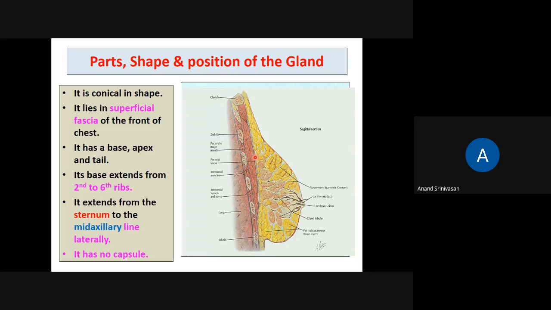Okay, the next question, why should I know about this infiltration? Because it influences your management, treatment. If the cancer has infiltrated deep, not only removing the lump helps, you need to remove the pectoralis major as well, the fascia as well. So that is why this is important, the retromammary space, and the underlying structures.